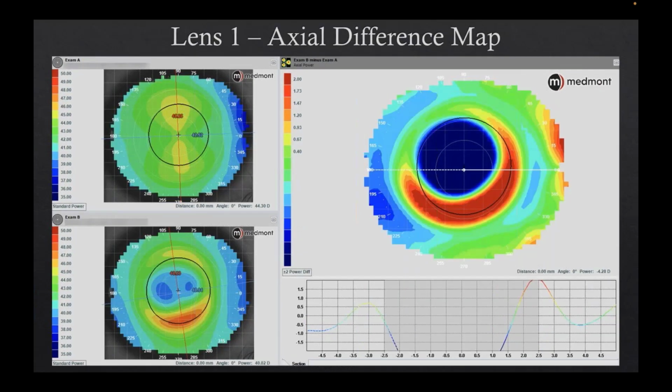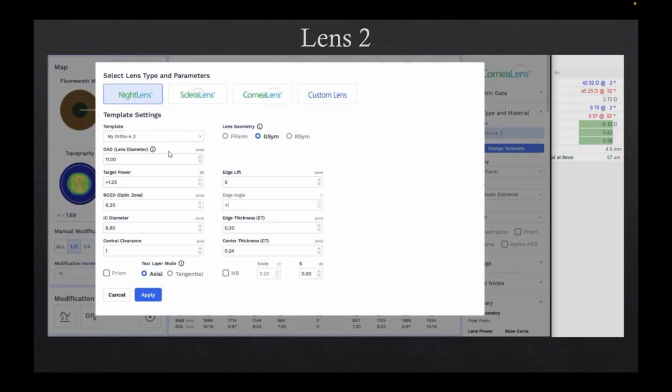And that's just what the axial looked like, just to get a better view of the changes that we made and the overall size of the treatment zone. So we got to lens 2, and here's where I went with what we call an oval treatment zone. The reason I did this is because in that steep meridian, I had almost 8 diopters to correct, right? 7.5 diopters or so.